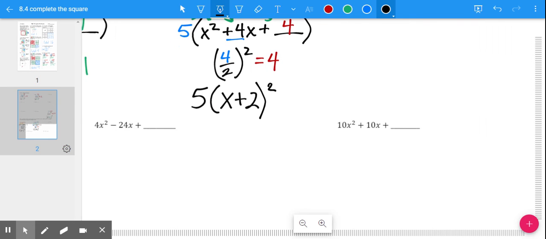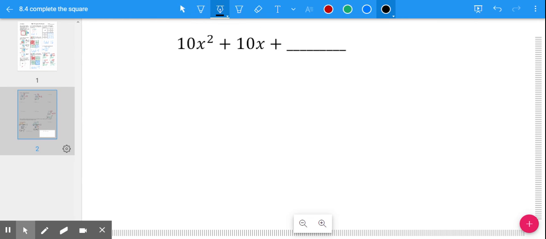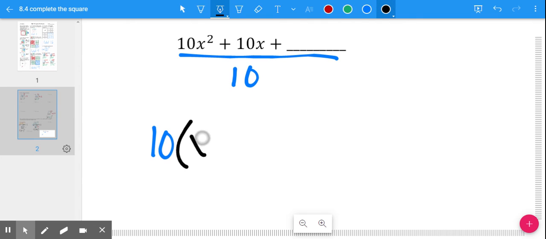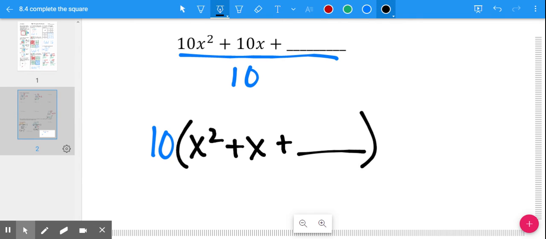All right, the last one I'm going to do for you guys is this one, the very last one. So 10x squared plus 10x plus blank. What they have in common is that factor of 10. Remember, it's the greatest common factor. So yes, a 2 goes into both of them, a 5 goes into both of them, but you want the greatest common factor, so it's that 10. So we have 10 times x squared plus x plus the unknown.